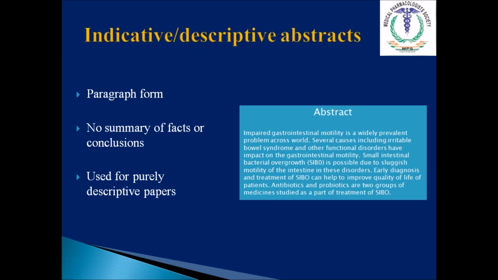So the indicative abstract, on your right side on this slide, you see the indicative abstract, meaning these are in paragraph form. And indicative abstracts do not present a summary of the facts or the conclusions. Indicative abstracts are basically used for descriptive papers, especially review articles. So when we are writing review articles, we write an indicative abstract. But when we write reports of clinical trials, we don't use an indicative abstract. We use the other type of abstract, which is the informative type of abstract.